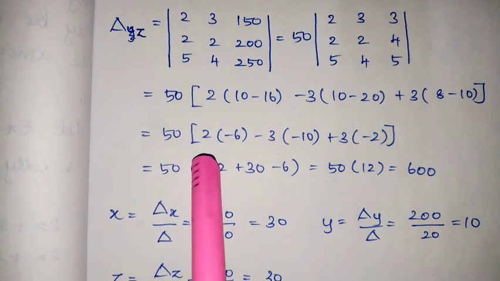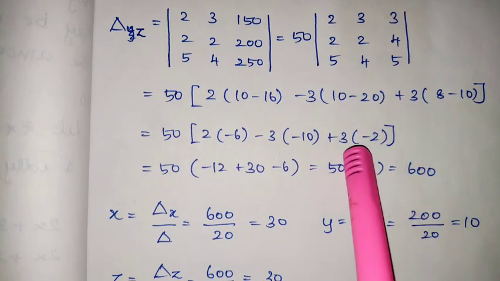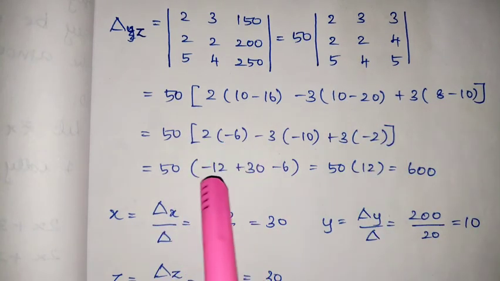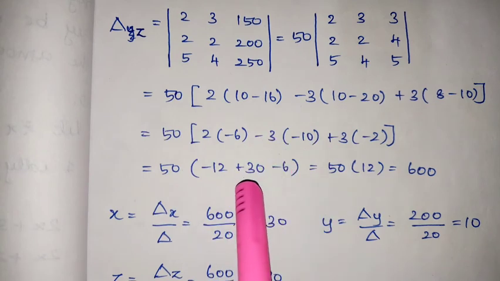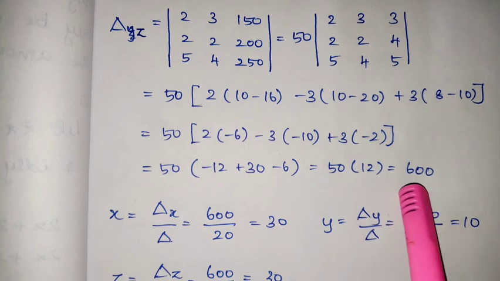So 50 into, this is minus 6 and this is minus 10 and this is 2. So 50 into minus 12 plus 30 and it is 6. So 50 into 12 is equal to 600.